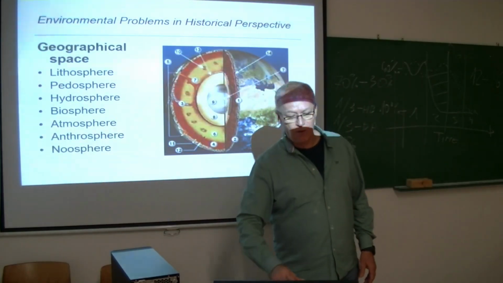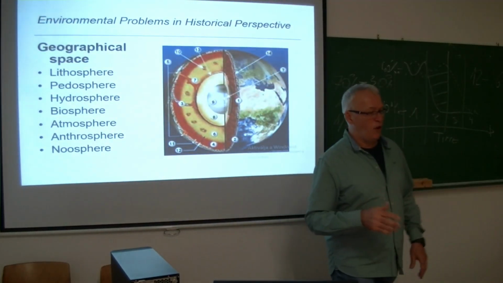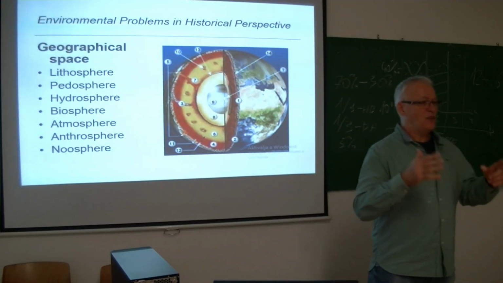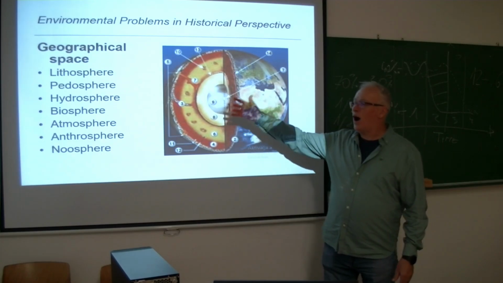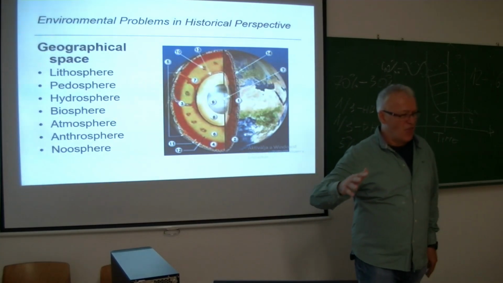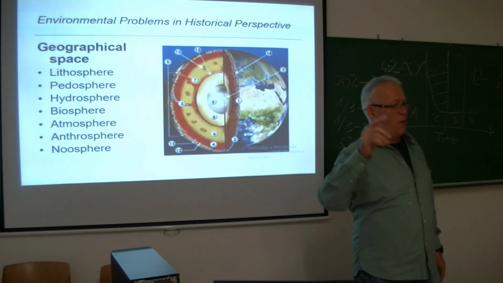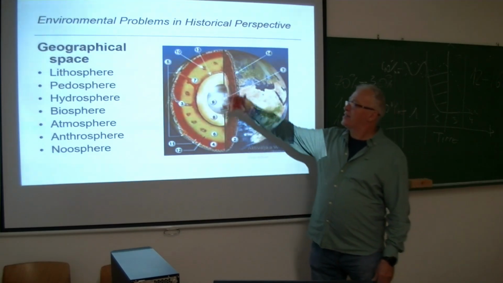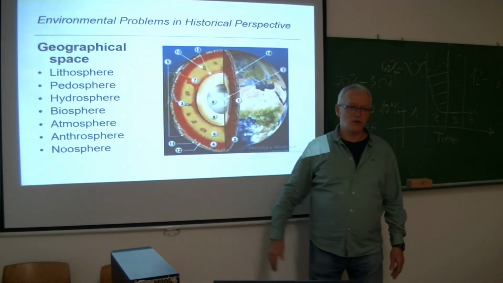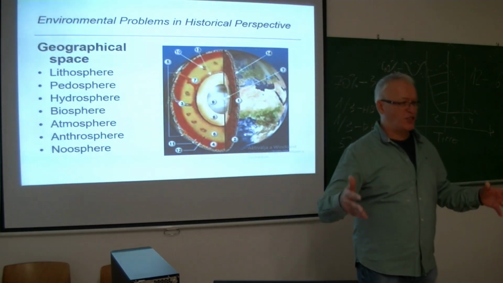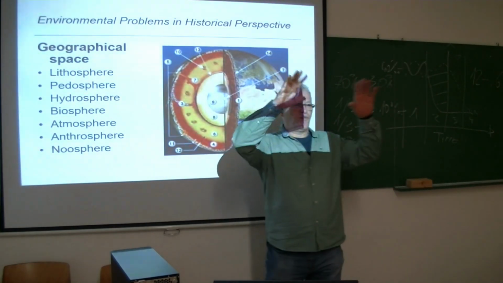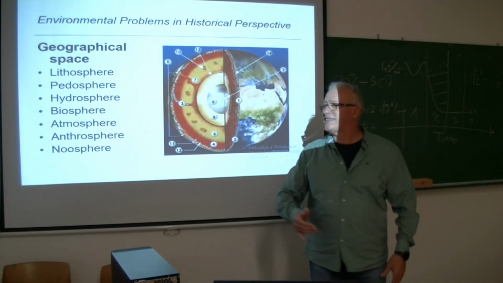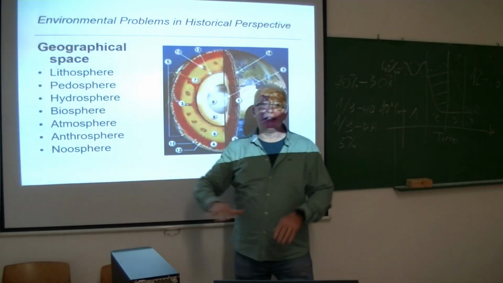But look at the geography. Basically, the discipline of space is geography. Geography describes a lot of space theory. But look at the simplest one. It describes the whole of history according to spheres. The lithosphere is the rock surface of the Earth. The second one is soil, the pedosphere.